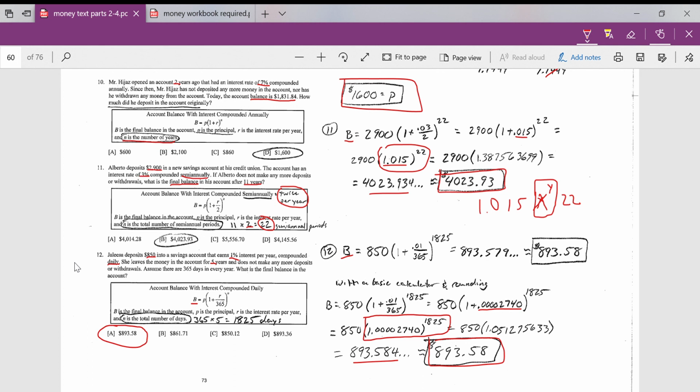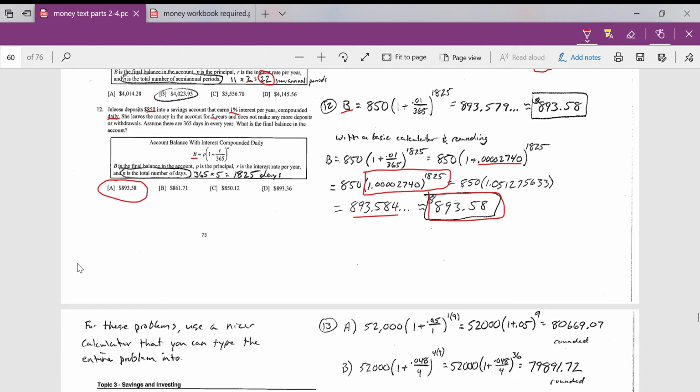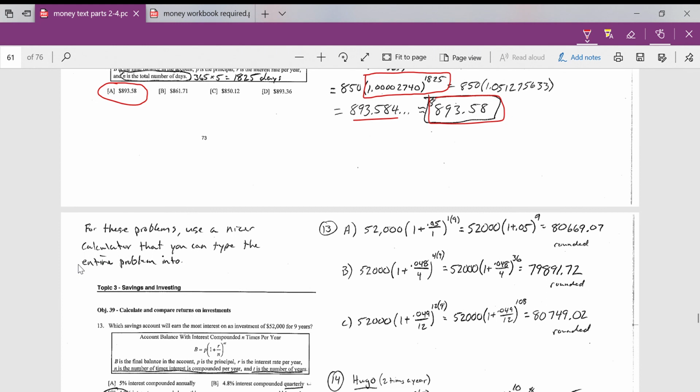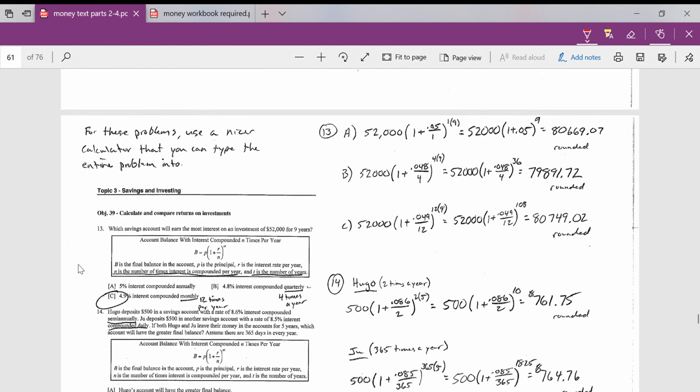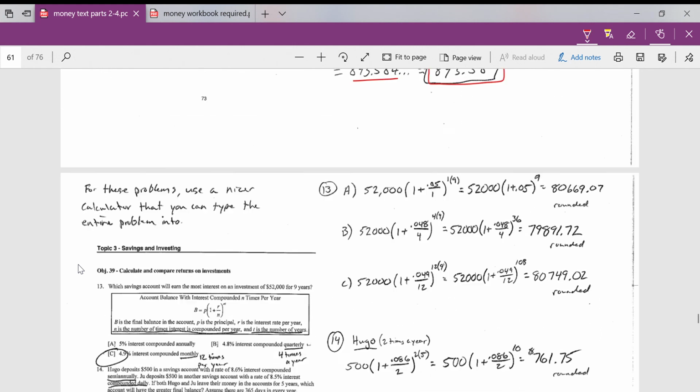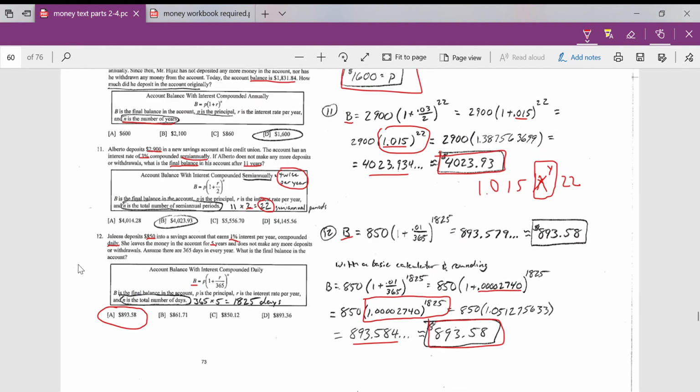So that'll be the end for the test of 37 and 38. We'll look at objective 39 in the future, which has more of these type of problems, very similar. We'll take a look at that next.